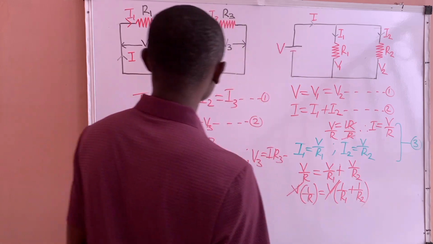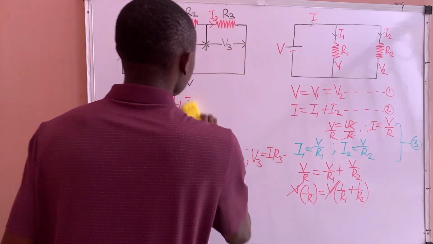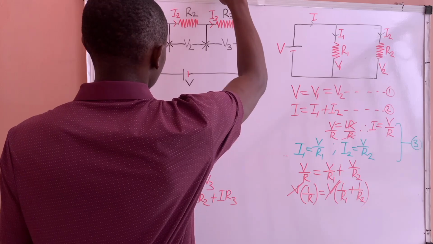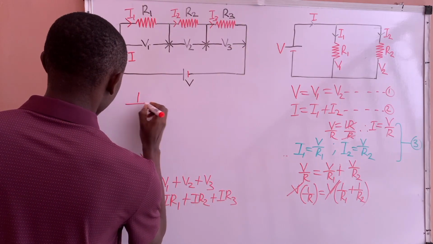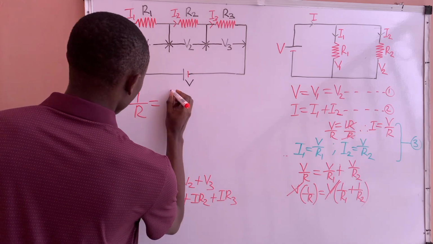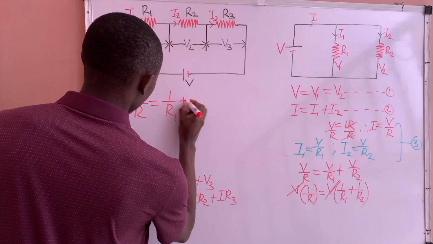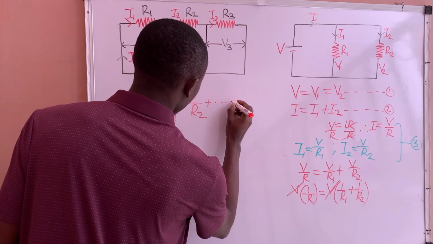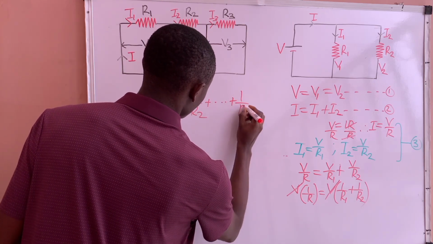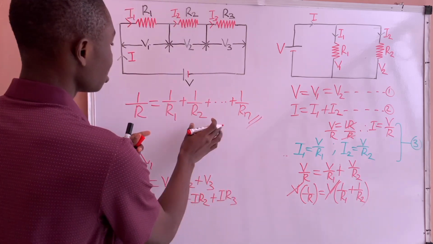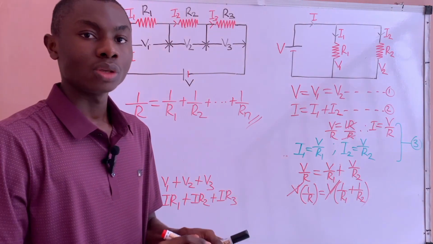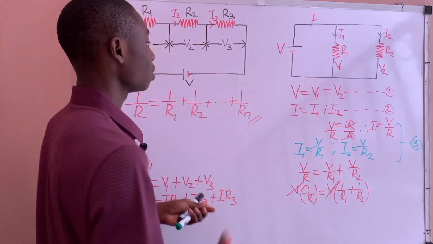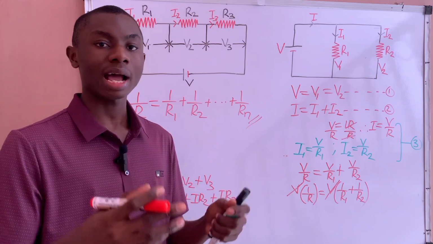So in a parallel circuit, our final answer now, which is the total resistance in a parallel network, is equal to 1 over RT equals 1 over R1 plus 1 over R2 plus any number of resistors. So this is now the formula for the total equivalent resistance in a parallel circuit. So that was how the formula came about.